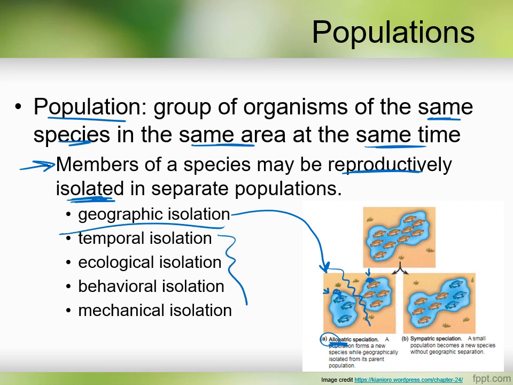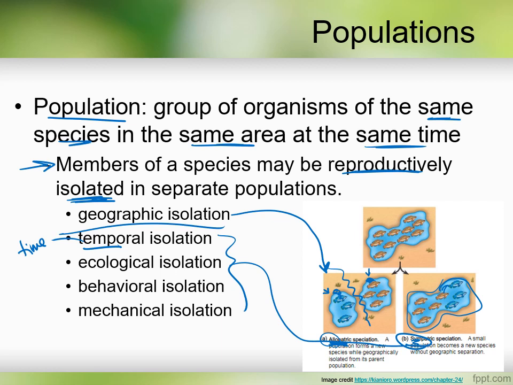All these other ways of isolation are known as sympatric. Sym is together, so they're going to still be in the same area, but something is preventing them from interbreeding. Even though they might be near each other, they're not having babies together. One way is temporal. Temp means time. We might have one group that is diurnal, awake during the day, and one group that is nocturnal, awake at night. They are never going to meet each other.